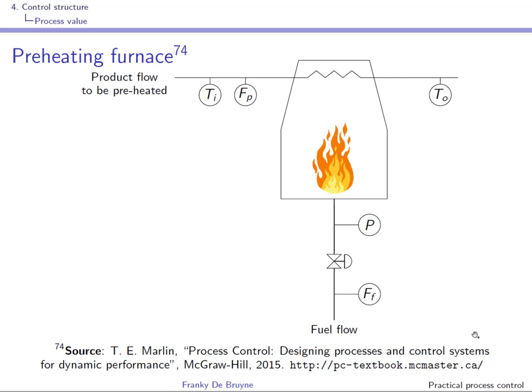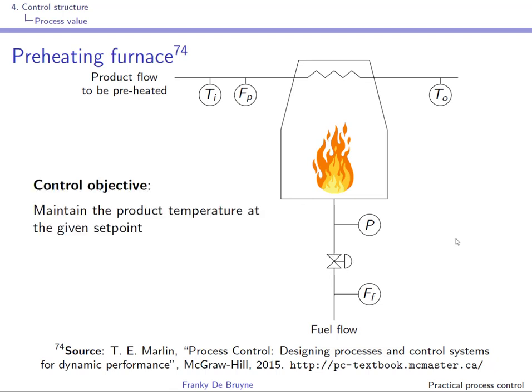Oil, but also gaseous fuels, are used to generate the heat inside the furnace, also called heater. Here we'll assume that oil is used as a fuel. The control valve that you see over here can be used to adjust the fuel flow. The objective here is to make sure that the temperature of the product flow at the exit of the preheating furnace is at a given set point, right? So because of this control objective, the main PV that we'll use for control is the output temperature.